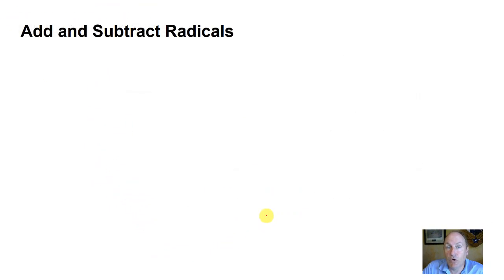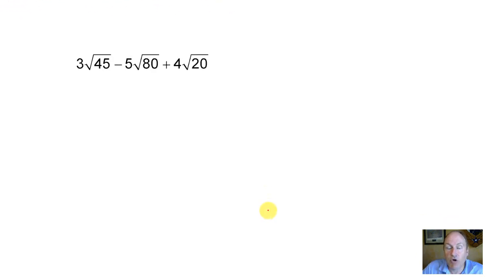Let's look at an example where we're adding and subtracting radicals. Now the key here is I've got to have like terms. These properties only work when we're using the same root. So here I've got 3 times the square root of 45 minus 5 times the square root of 80 plus 4 times the square root of 20.